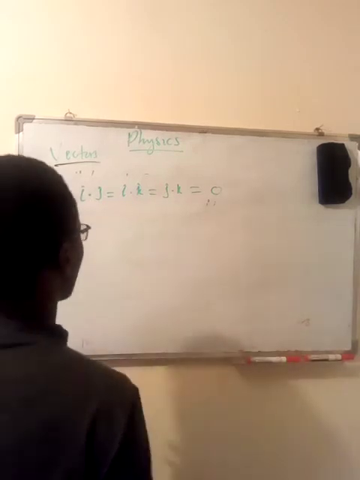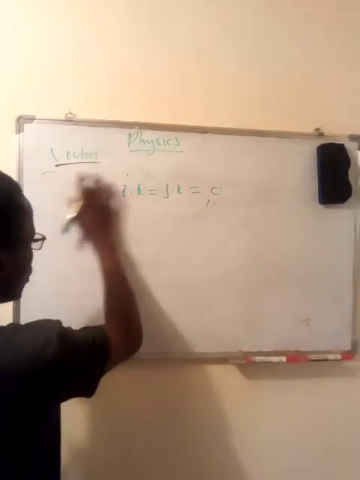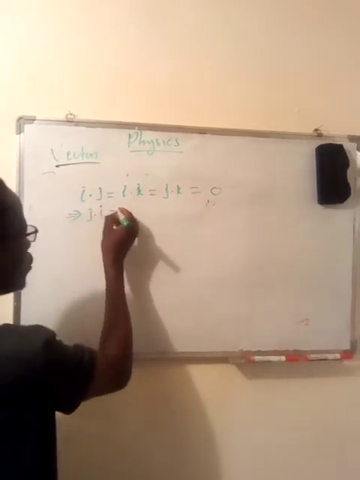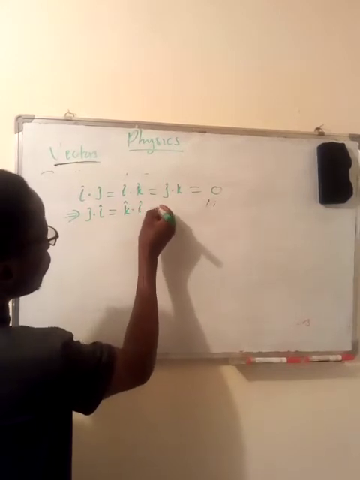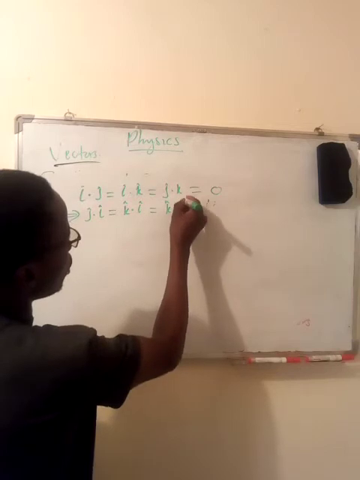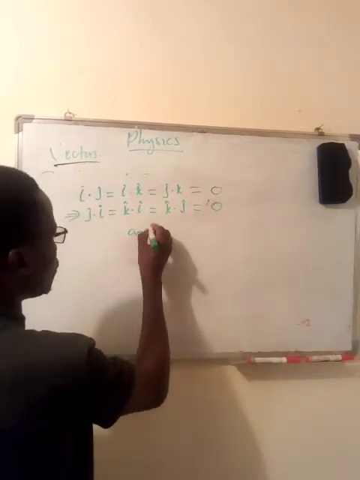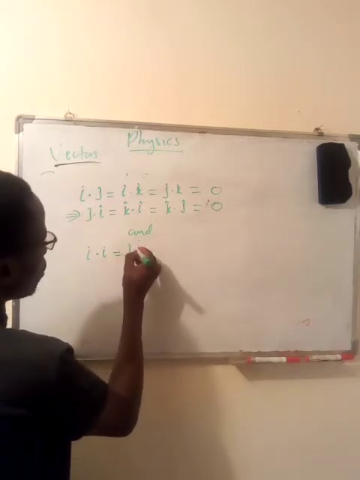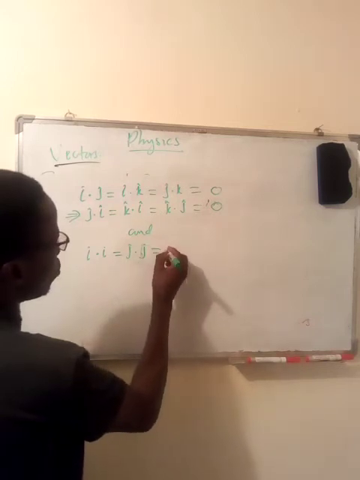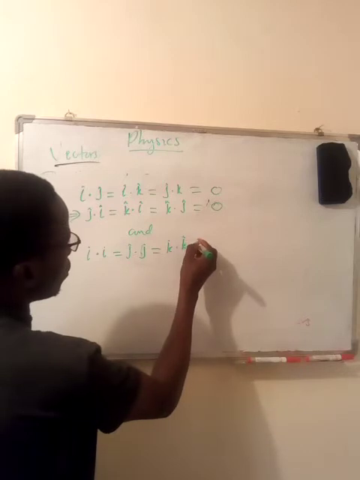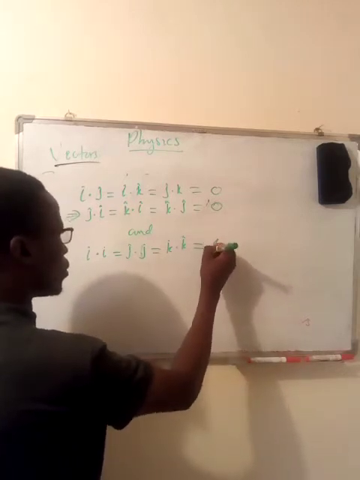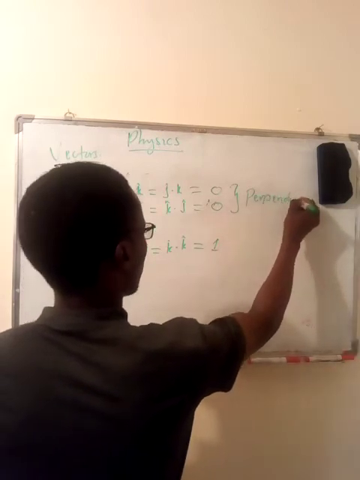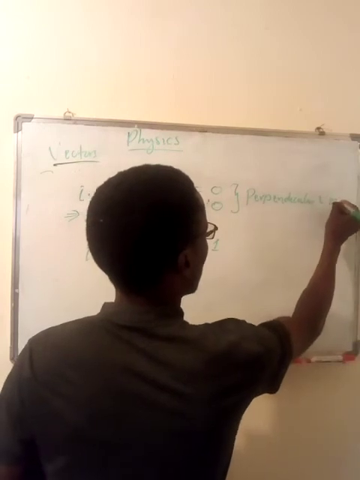Now let's look at something very important. And the vector B is equal to Bx i plus By j plus Bz k. Then let's find the dot product. If those are the vectors that we have, then what is the dot product? A dot B is going to be equal to AxI plus AyJ plus AzK dot BxI plus ByJ plus BzK.